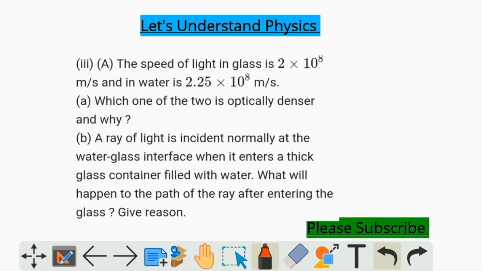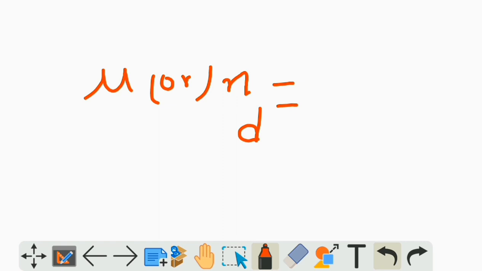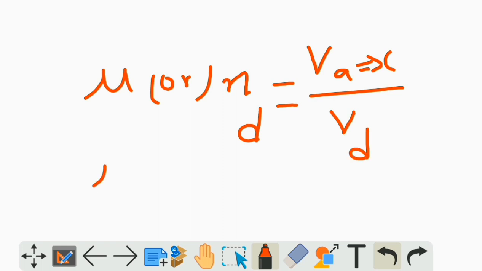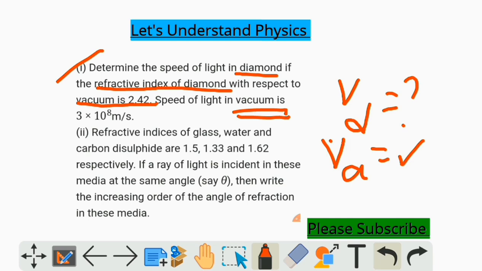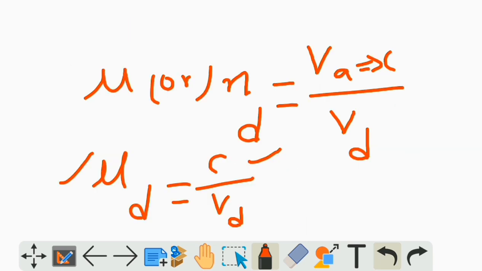Now, the formula is, we can write mu or nu also can be written depending upon the book, of diamond will be equal to speed of light in air or vacuum, which can be written as c, divided by speed of light in the medium. Here the medium is diamond, so we can write mu_d is equal to c by v_d. So you know the mu value and you know the c value, which is given in the question, 3 into 10 to the power of 8 meter per second, and mu is given 2.42. Understood? Let's just substitute and find the answer.